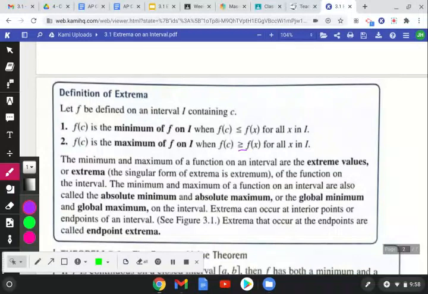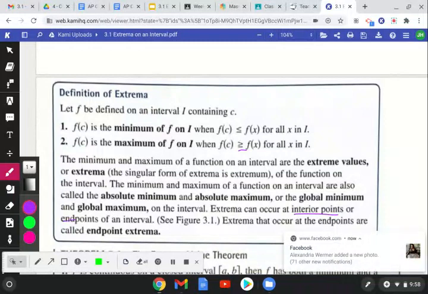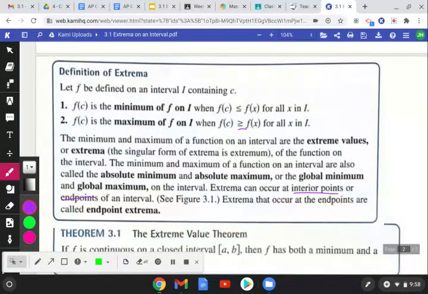Okay, the minimum and maximum values of a function on an interval are the extreme values, or extrema. You'll hear them used interchangeably. Then the minimum and maximum of a function on an interval are also called the absolute max and absolute min, is what I'll call them. But you can also see them as global min and global max. Extrema can occur on interior points, so that means somewhere in between, as well as at the interval endpoints. Just keep that in mind. Extrema that occur on the endpoints are called endpoint extrema. And we'll see some other concepts as we talk about it.